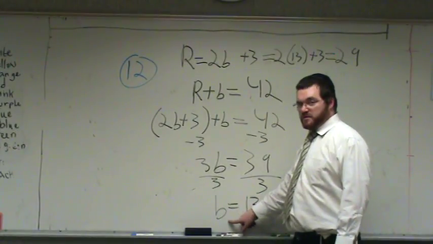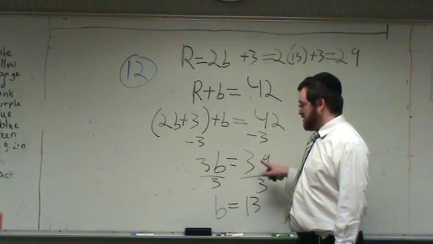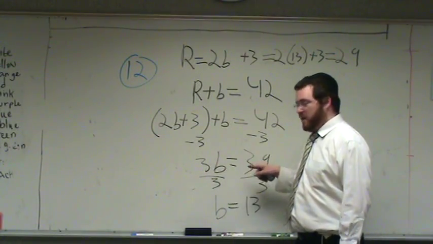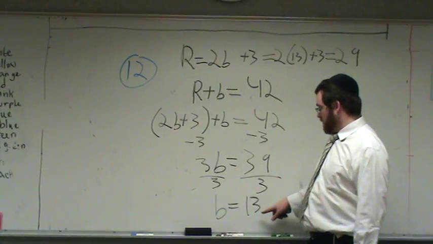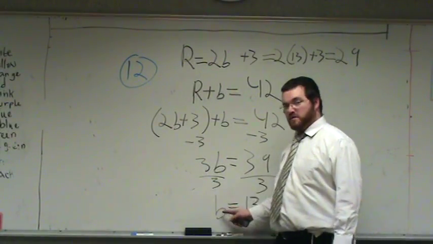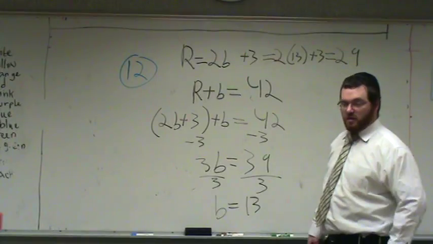How many black marbles does she have? Well, 3 times b is 39, so divide by 3 and you get b. Divide 39 by 3, you get 13. So the amount of black marbles is 13.